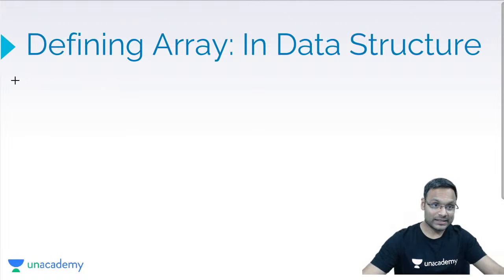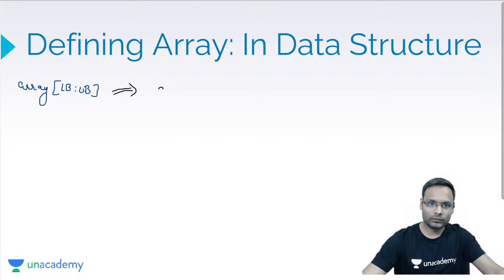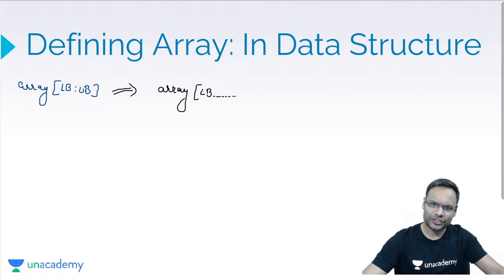Look at this. What am I saying? If you are defining an array this way, lower bound, colon, upper bound, you can define the same array like this also: array, lower bound, dash, dash, dash, dash, dash, dash, dash, upper bound.